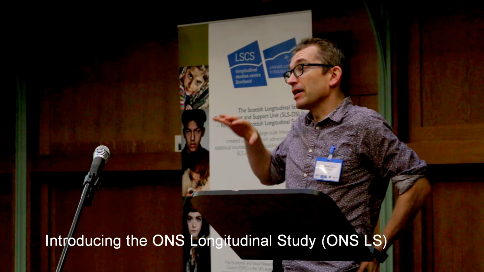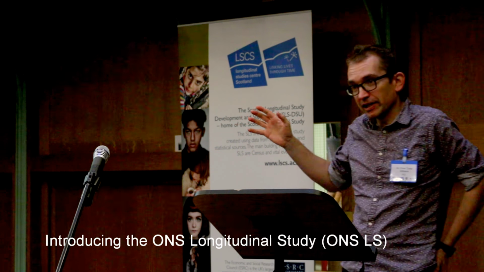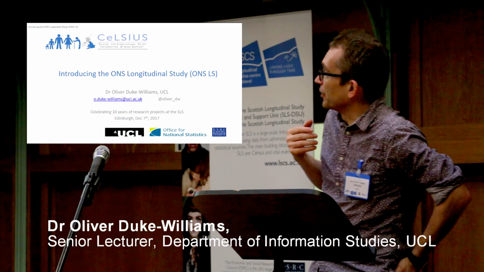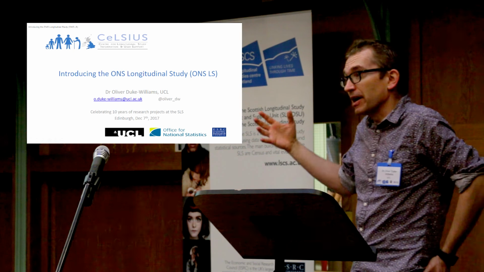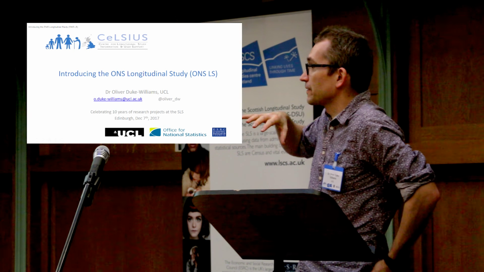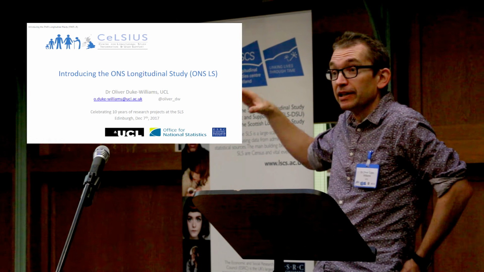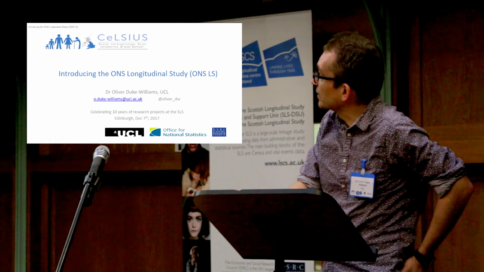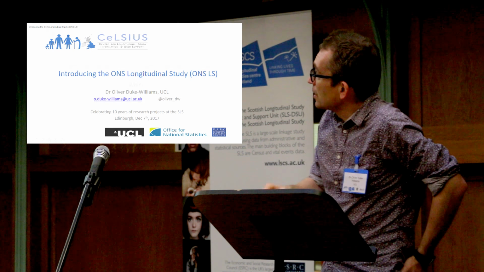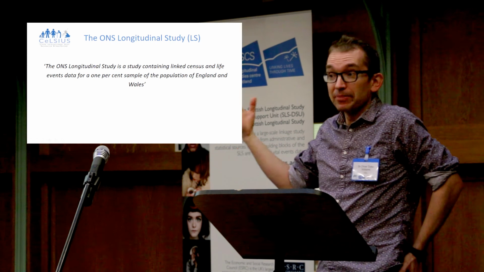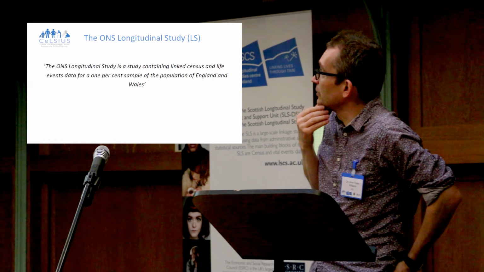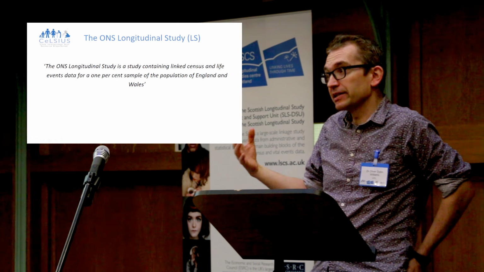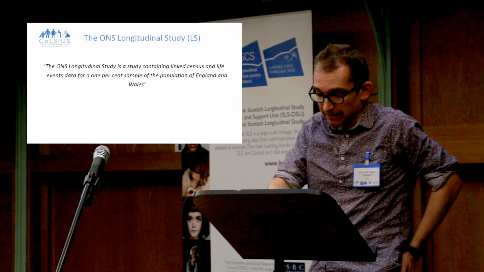I've been asked to say something about the ONS longitudinal study, which, as we've heard, is one of the other LSs in the UK. So I'm going to say a little bit about the sample and try and think about some of the differences between the ONS LS and the SLS. So very broadly, what is it? It's a 1% sample of the population with linked records. In that respect, it's similar to the SLS, albeit with a smaller sample.